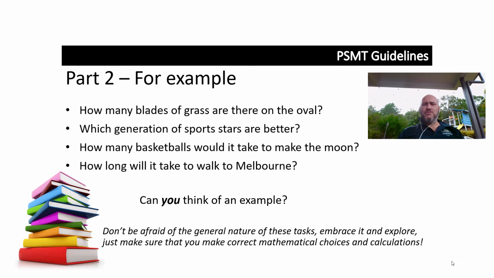You have to make some assumptions. You have to make some decisions. You have to think about, well, what's more important when it comes to being the best sports star? Or how are we stacking these basketballs in the moon? Or how fast does somebody walk if they're walking to Melbourne? Will they tire out? So there's lots of things going on in the background that you have to consider and then deal with to design a solution. They're very general in nature. That's the main thing here. So expect to get 1, 2, 3 sentences only, and for you to have to develop an understanding of what's being asked and then develop a solution to that.